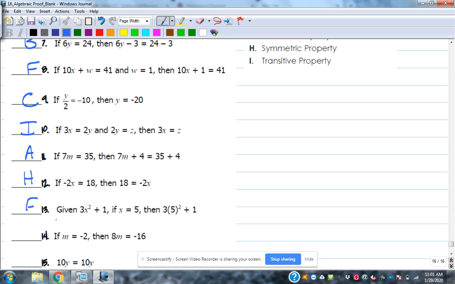And 14. Is it? Well, it would be division because 8 divided by. Here's what you're starting with. Here's what you're ending with. Hypothesis, conclusion. What did they multiply on both sides? 8. 8 times M is 8M. 8 times negative 2, negative 16. So multiplication is what that one is, which is C.